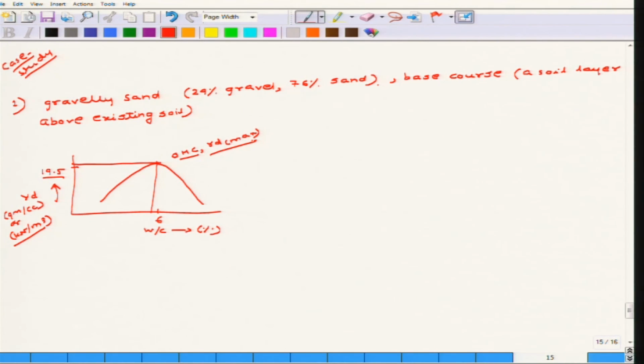Now, the question asked is: what is the compaction criteria for the field? That means what type of compaction are you going to use, or which point are you going to use? Are you going to compact at OMC, or on the dry side, the left of OMC, or on the right side of OMC?